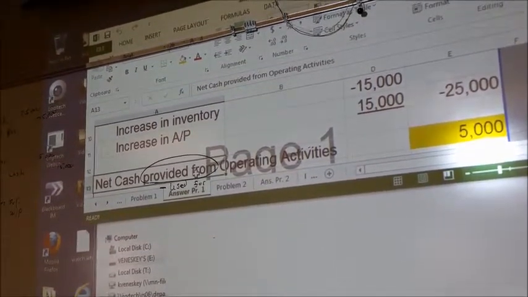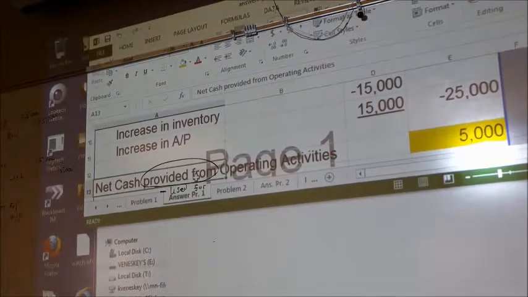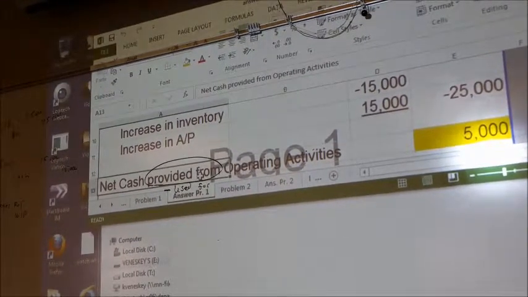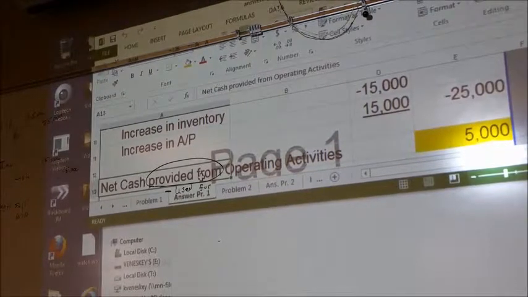So in the drop down, it'll give you both. Net cash provided from or used for operating activities, and you just gotta pick the right one.